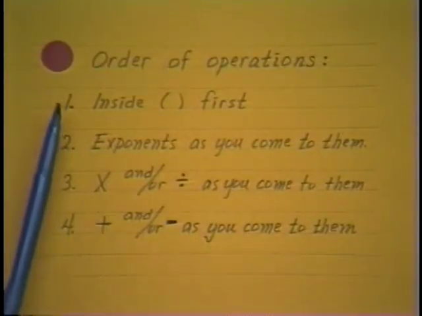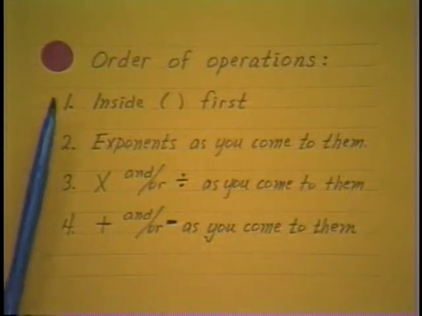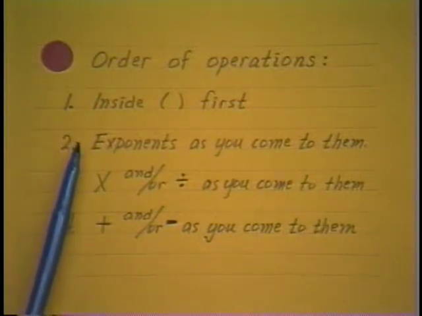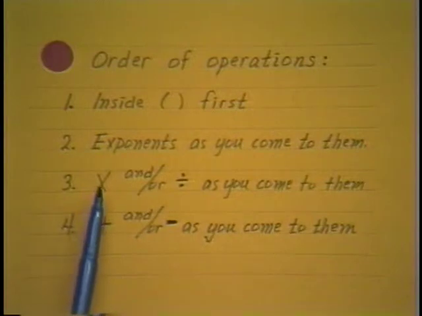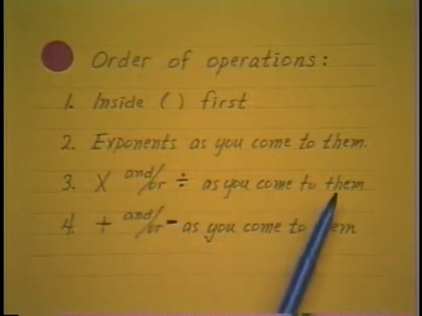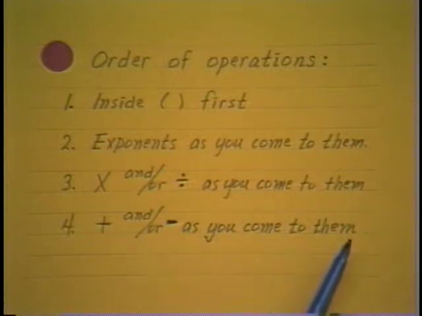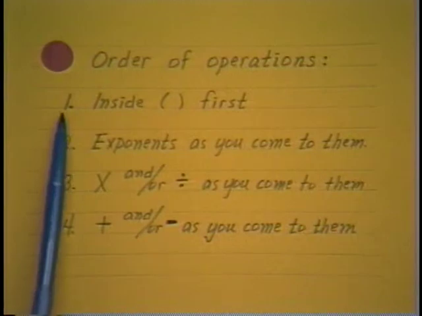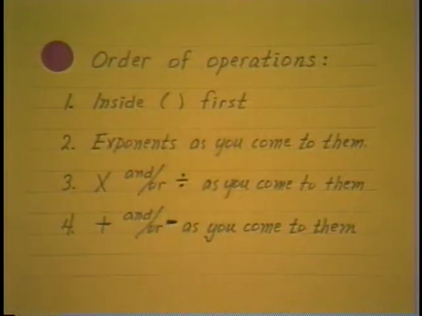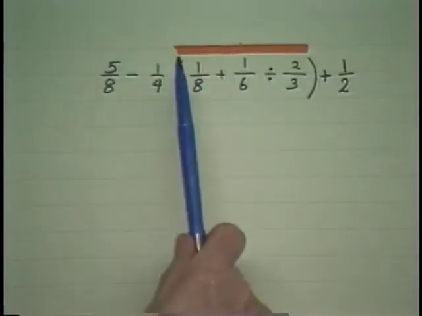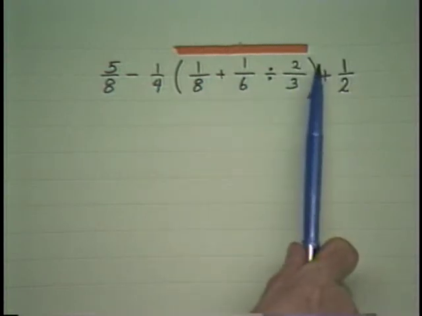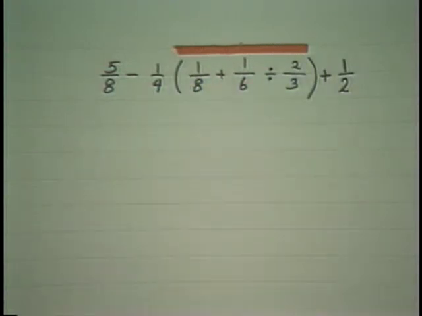Recall first we did inside the parentheses, then exponents as you come to them, then multiplications and or divisions as you come to them, then additions and or subtractions as you come to them. So let's apply that to this problem. First you get inside the parentheses. So we will stay here until this has been replaced by a single number.